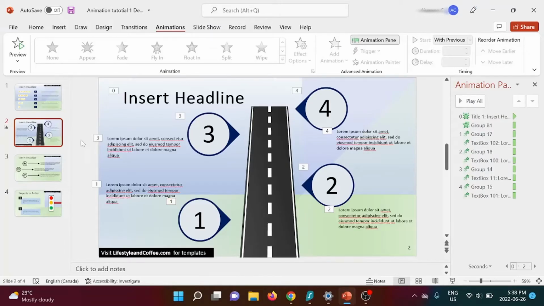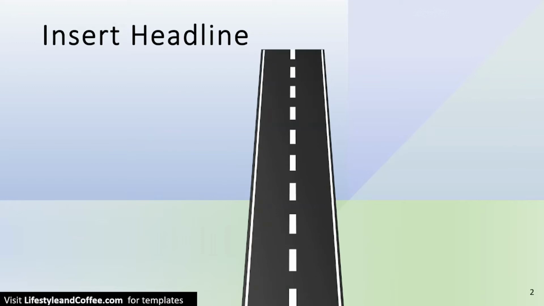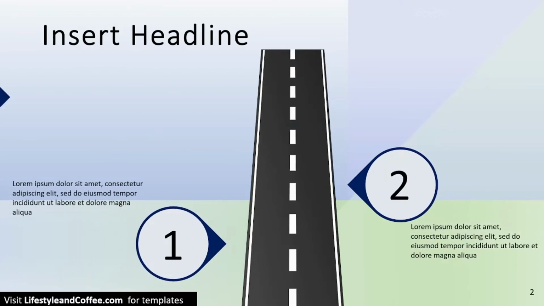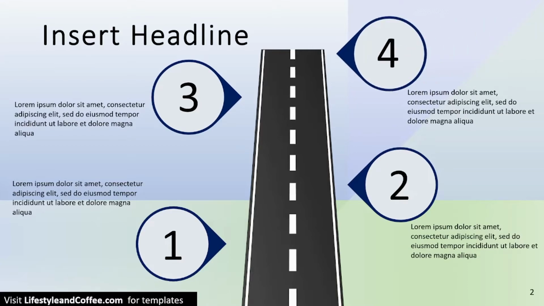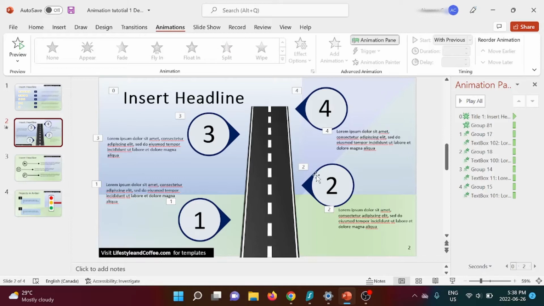No, in fact, let's go to the previous screen and then do full screen. And now right arrow, we have a highway. Number 1, number 2, click. Number 3, click. Number 4. Okay, now that entrance animation's done, let's go and add a bunch of exit animations.